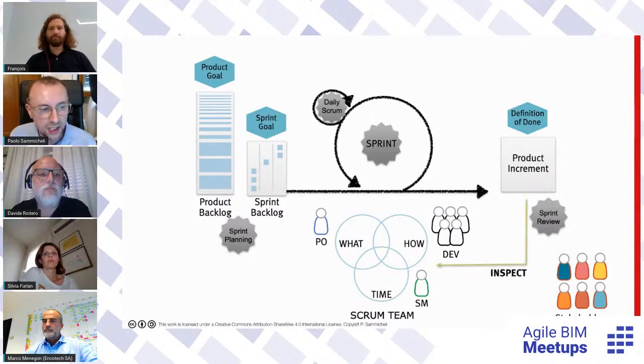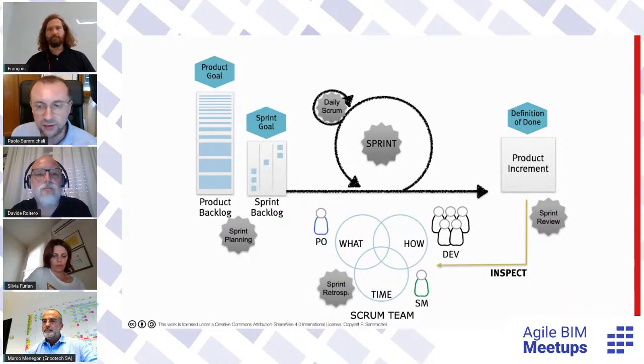Thanks to this adaptation and the learning that the Scrum team gathers, just after the sprint review, we have a private meeting called the Sprint Retrospective. The Scrum team has this meeting and they think about what works, what works less, and what we can change to improve the way we work.